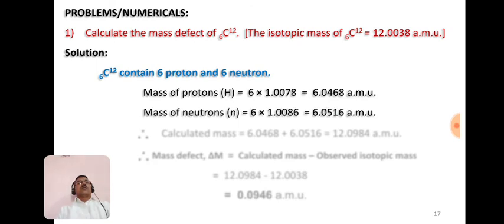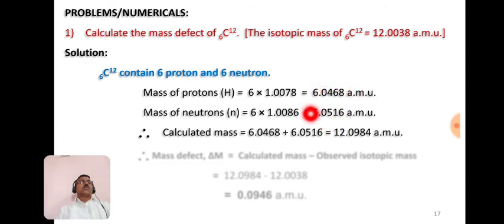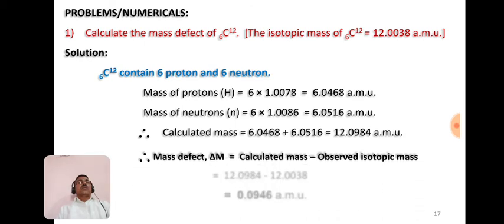Now the mass of neutrons. As there are 6 neutrons in the nucleus of this carbon, 6 into 1.0086 is equal to 6.0516 atomic mass unit. So the calculated mass is the addition of these two values, 6.0468 plus 6.0516, which is equal to 12.0984 atomic mass unit. Now we write down the formula for the mass defect: mass defect is equal to calculated mass minus observed isotopic mass.